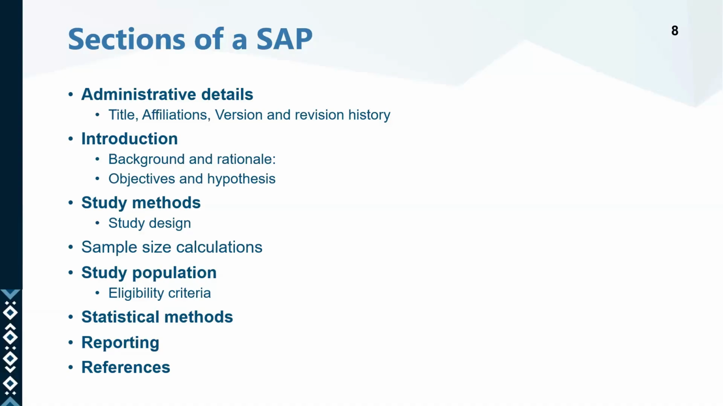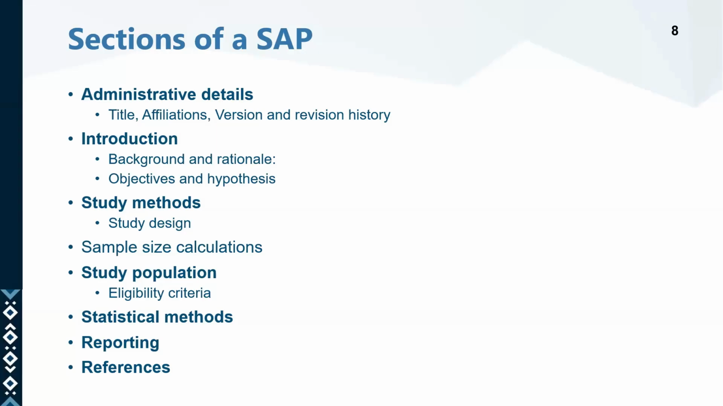Also, the study population should be clear with your inclusion and exclusion criteria clearly stated. You should now clearly bring out your statistical methods and then decide on what values you are going to be reporting and how you are going to be presenting these variables. And at the end, you have to cite the different references you've used.